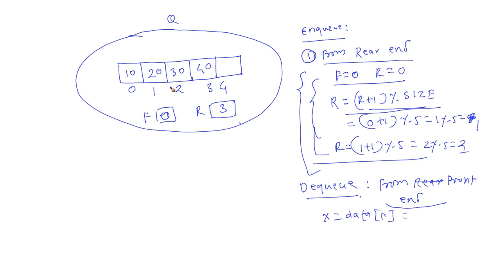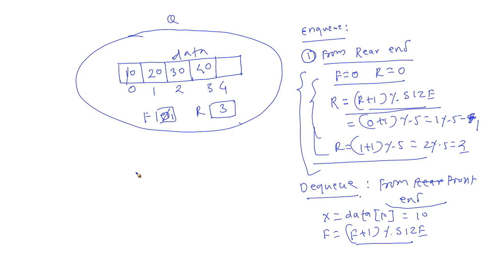Data is this array. From the data array we'll remove the element from the F location. So 10 I'll remove from the data array, right? And then F is incremented by 1. How do I increment F by 1? By using this formula: F is equal to (F plus 1) mod size. This formula we use for the increment of F.